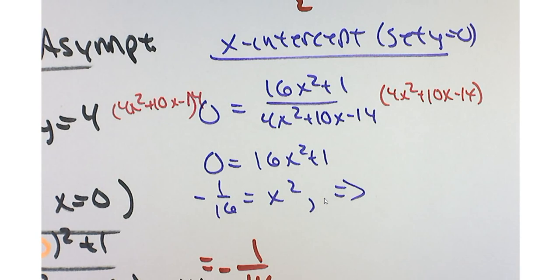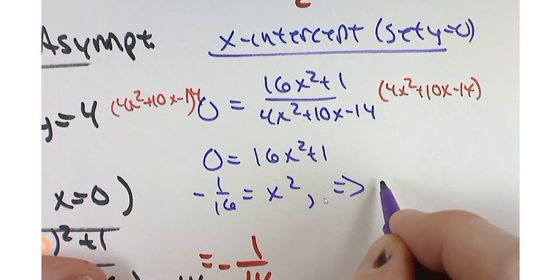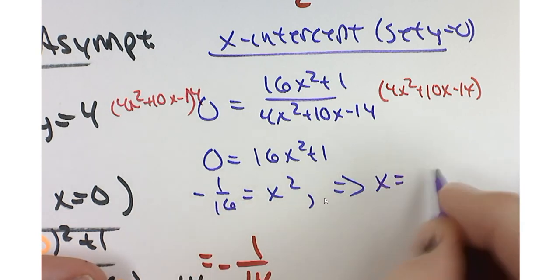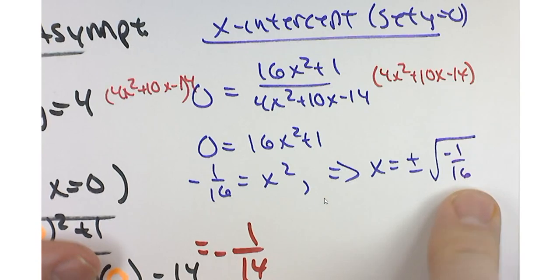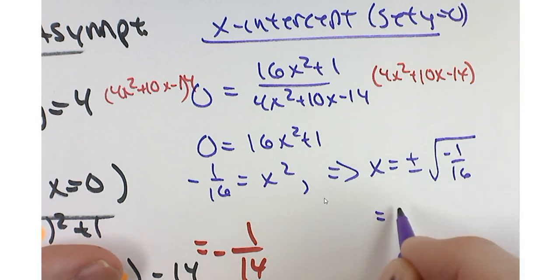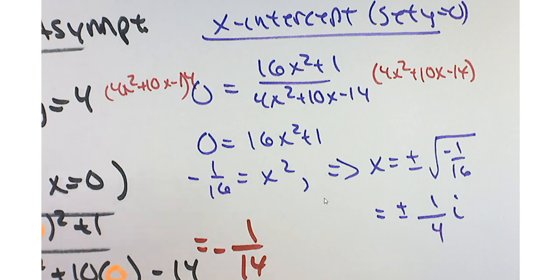What do I have to do to solve here? Take the square root on both sides. I need that plus or minus. Now, hopefully you don't get too excited here and overlook something. You've got the square root of a negative number. What happens when you take the square root of a negative number? You get an i. So in this case, we get plus or minus 1/4 i.